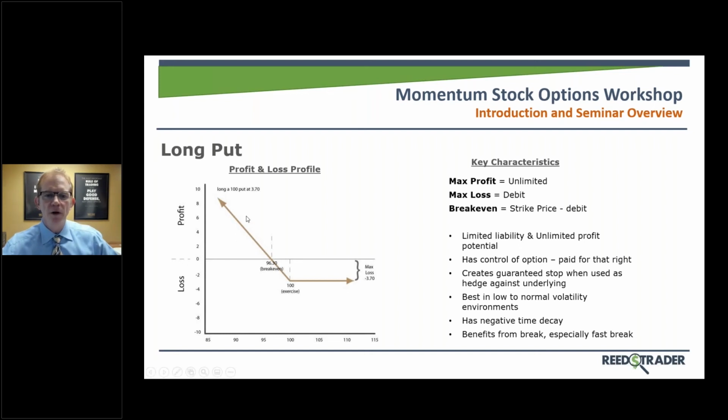So we see our graph here, we're buying a 100 put at $3.70. So now above the strike price, we lose the maximum amount, our debit of 370. Our break even is the strike minus the debit. So 100 minus 3.70 is 96.30. And then we can make an unlimited amount below 96.30.